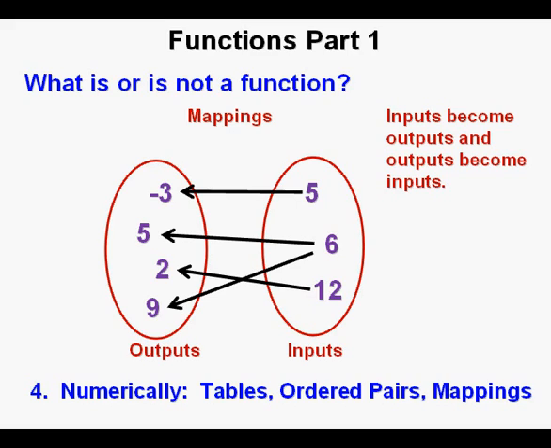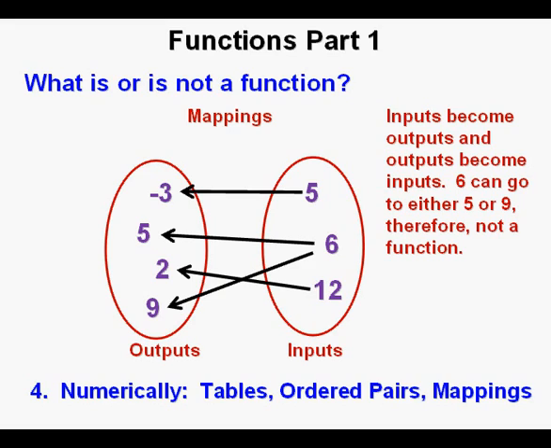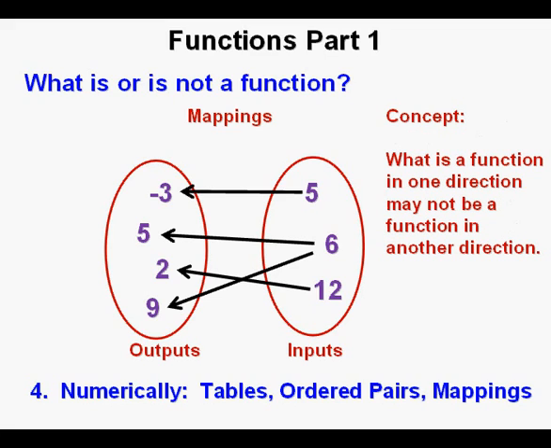The input values become outputs and the output values become inputs. All we did was change the direction of the arrows. In this case, because an input value of 6 could produce either a 5 or a 9, this diagram or mapping is not a function. This is a one-to-many relation. This brings us to an important concept.